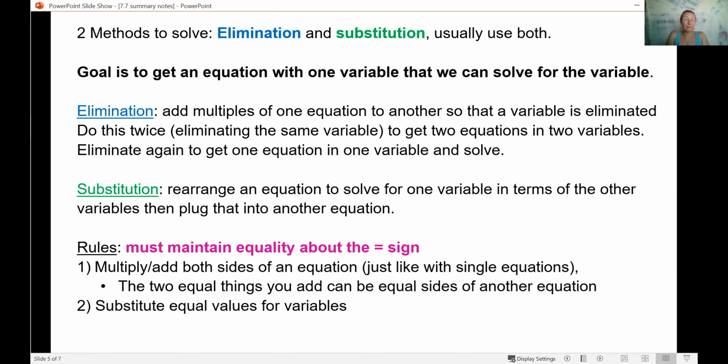Usually once you get to that point using elimination, you've got the numerical value for one of your variables. Now is a good time to employ substitution. Substitution is where we rearrange an equation or solve an equation for one variable, sometimes in terms of the other variables, sometimes just in terms of a number. And then you plug that into another equation to further solve that equation, okay?